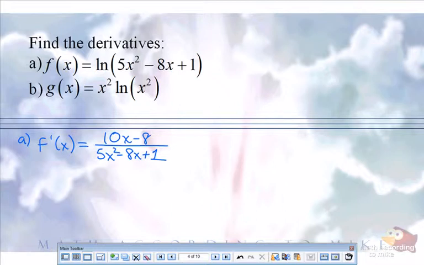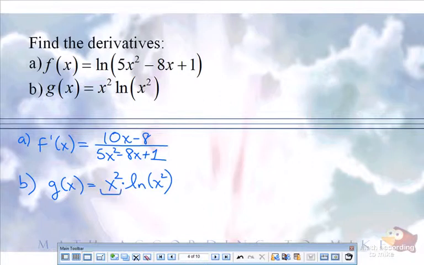Okay. Part B. What do we have to use first? What major named rule do we have to use first? The product rule. Because there is really a times in here. So your first is x squared, and your second is the natural log of x squared. So if you would, please try the product rule.